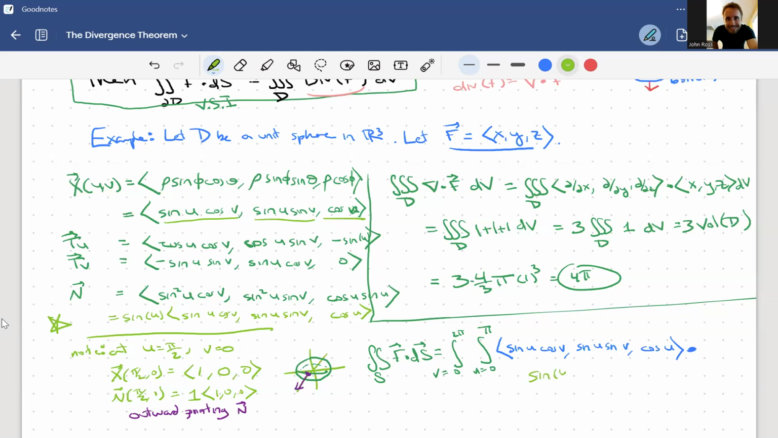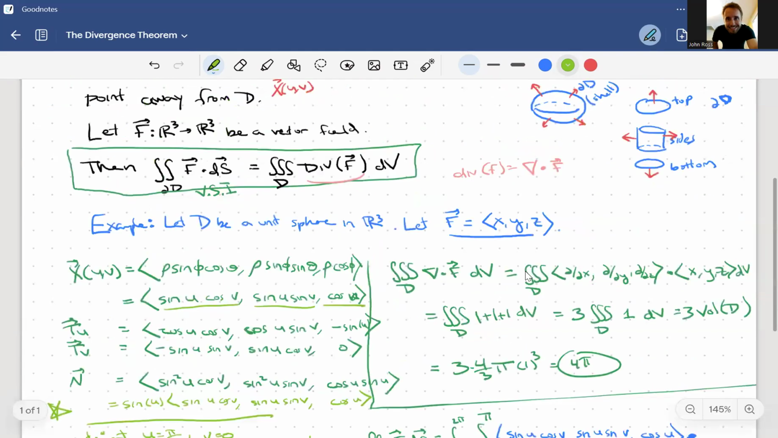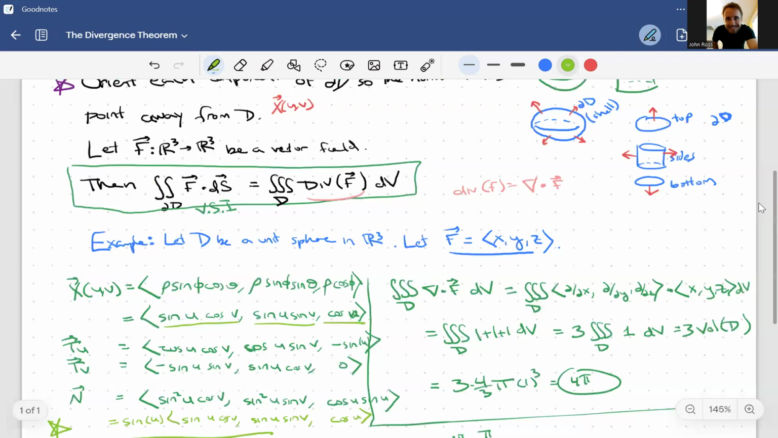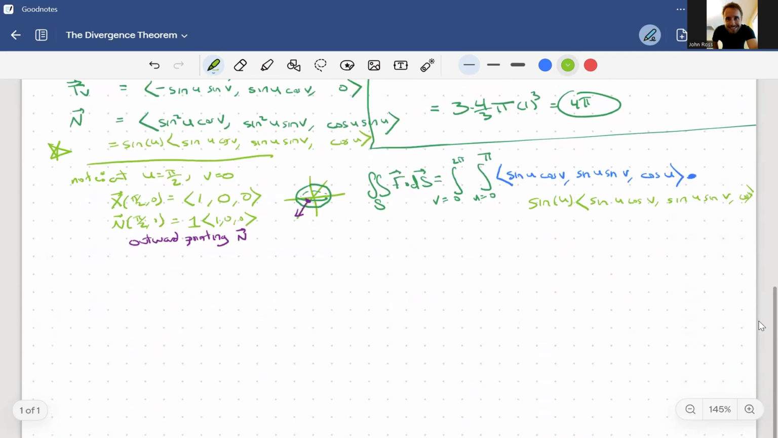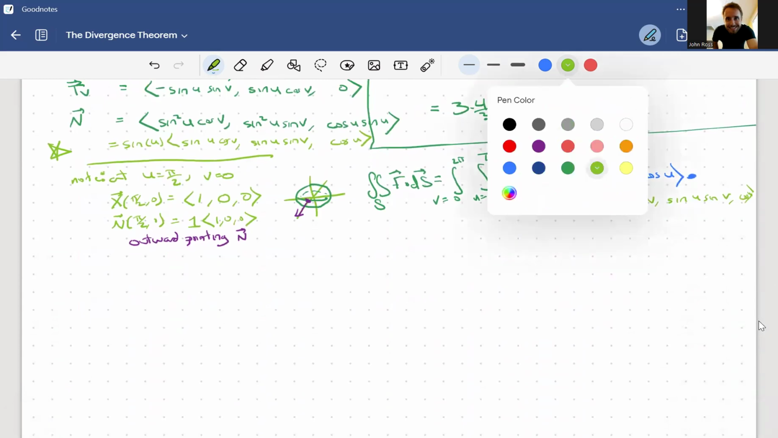So that's sine of u as an extra scalar out front, and then sine u cos v, sine u sine v, cos u. All right, and then we're integrating all of that du dv. Phew, okay, so that's not looking too pretty. But let's go ahead and compute it. Our goal is to show in the end that this does in fact equal 4 pi. So let's see what we can accomplish here.